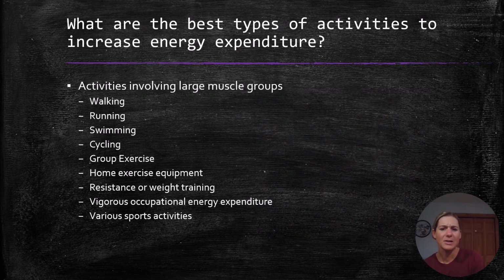What are the best types of activities to increase energy expenditure? Really, any type of exercise or movements that are going to involve large muscle groups: running, swimming, cycling, walking, group exercise. I've mentioned elliptical, that's another good one. Home exercise equipment, resistance training, something where you're doing vigorous movements in your occupation. So I mentioned bartending or waitressing, where maybe I'm going to have to walk briskly for my entire shift if it's busy, or construction or some type of manual labor that way, landscaping, and then various sports activities.